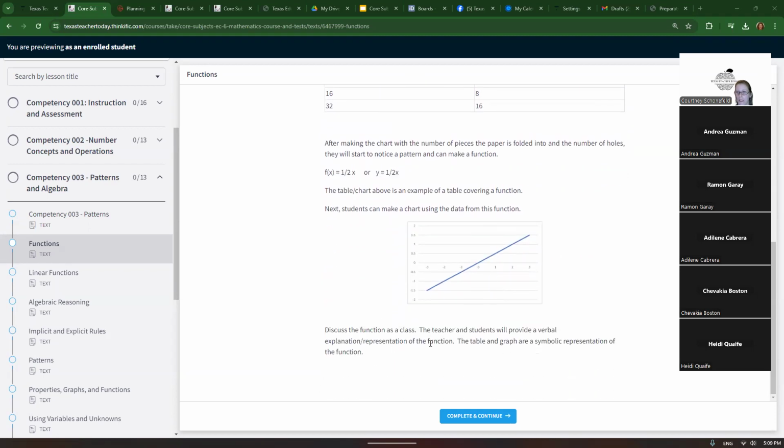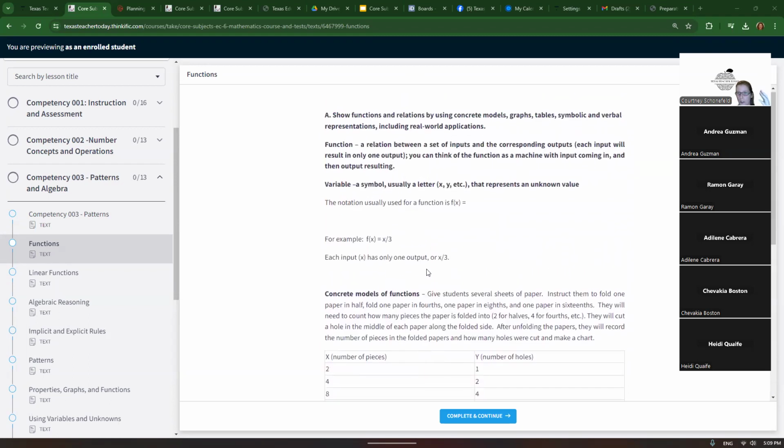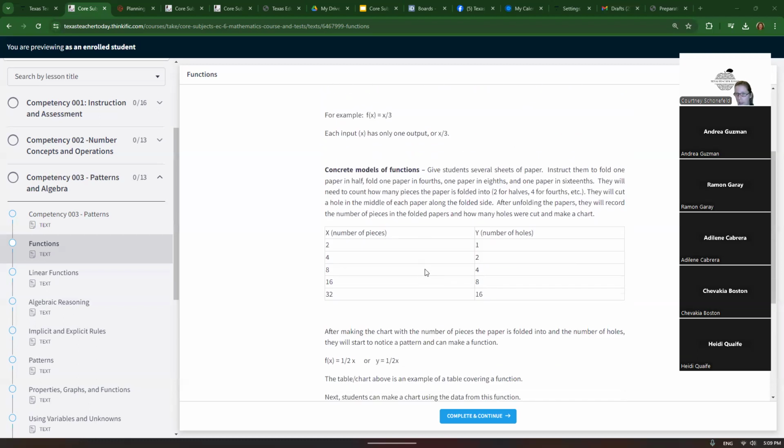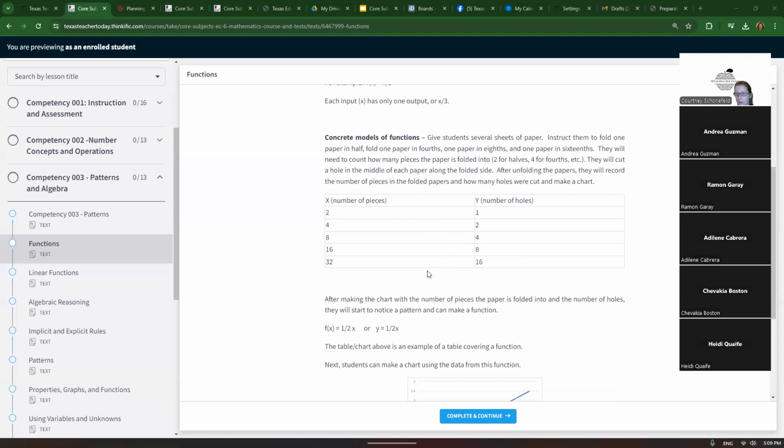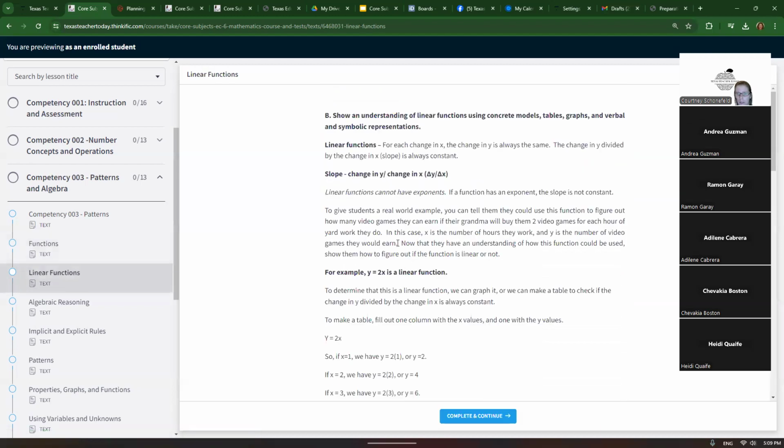So then you would discuss the function as a class and give a verbal explanation. So see how you're doing multiple parts. First, we're just saying what a function is, then a real hands-on activity, and then a chart, and then a graph. So that was a linear function, but let's talk about linear functions in more detail. For each change in x, the y is always the same.